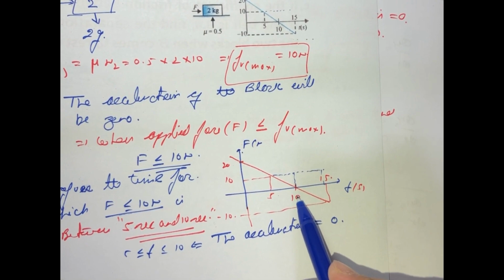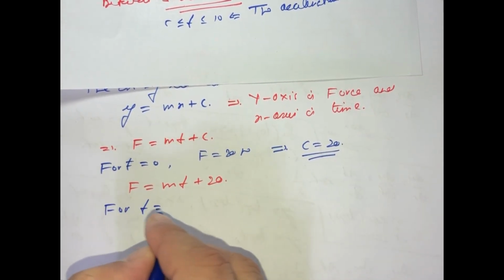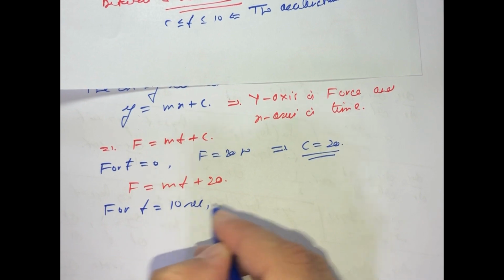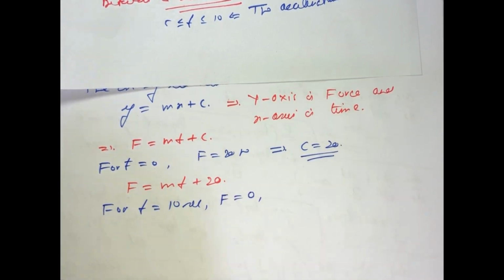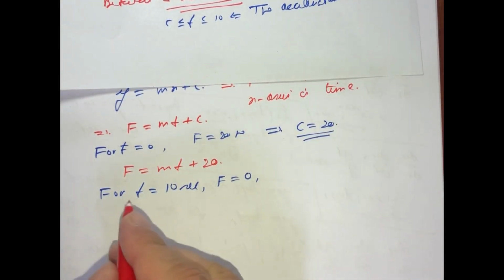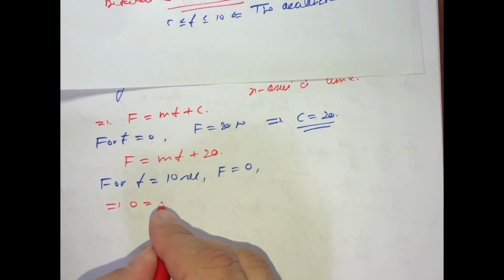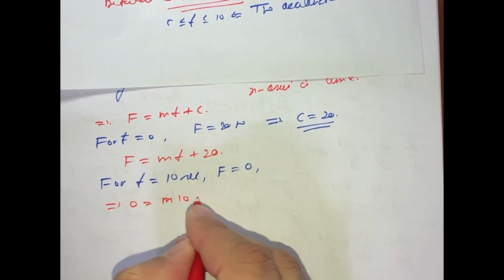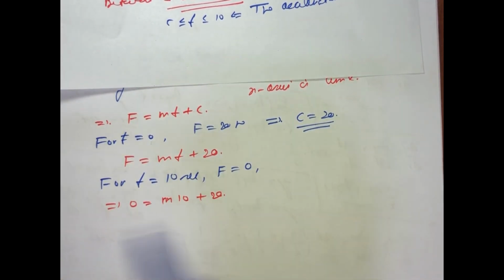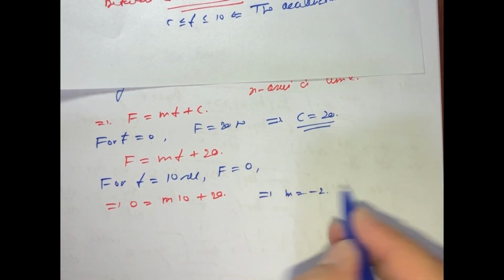and at time t of 10 seconds force becomes 0. You can say for t is equal to 10 seconds, F is equal to 0. So let me substitute it. So we get 0 is equal to m multiplied by 10 plus 20. From here we can say that m is equal to minus 2.